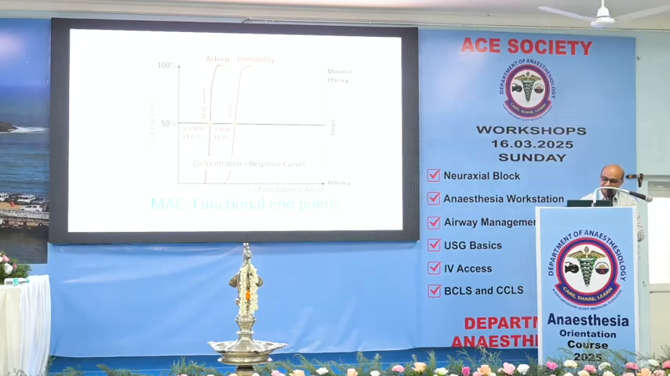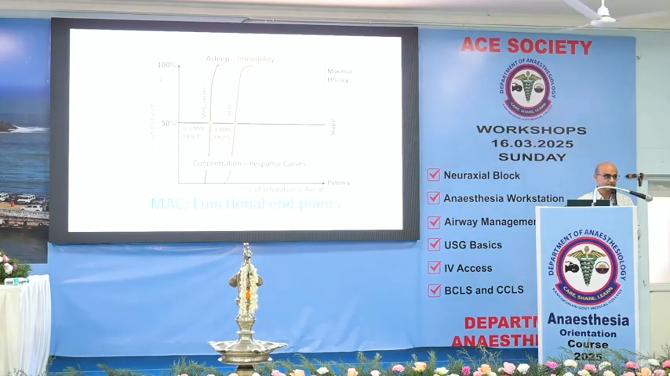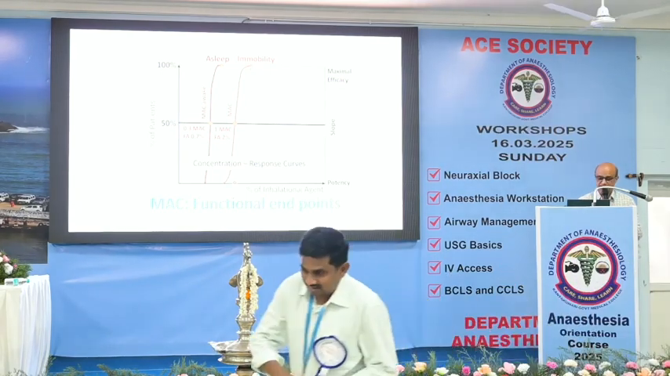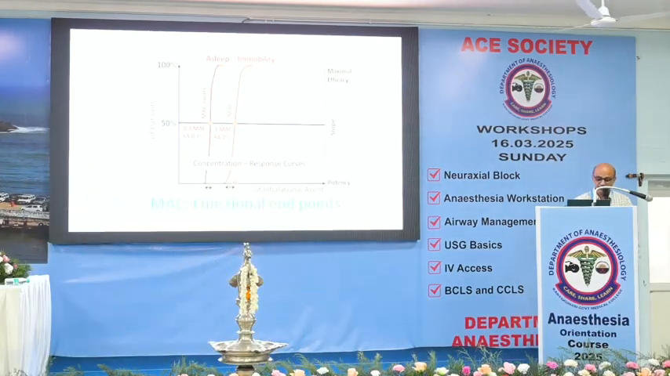Now, look at these lines. These are relatively vertical lines. Vertical line means that there is hardly any change in the concentration to achieve this endpoint. That is, there is hardly any change in this concentration across all the patients, across all of us, to produce suppression of mobility with a particular concentration, which means it is almost a straight line.